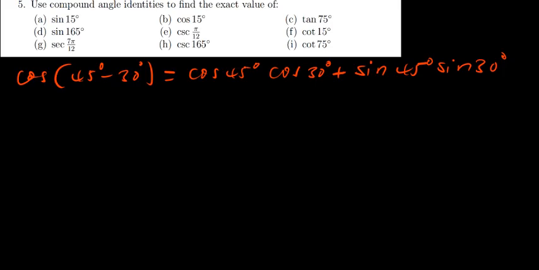So we are still looking at this. There's nothing like putting negative because 15 is in the first quadrant, so everything will be positive. Okay? Everything will be positive. So let us do this. Now what is cos 45? Okay, cos 45, it should be root 2.